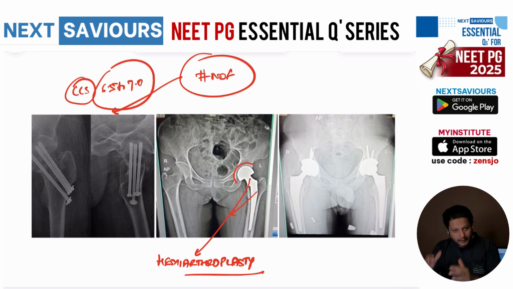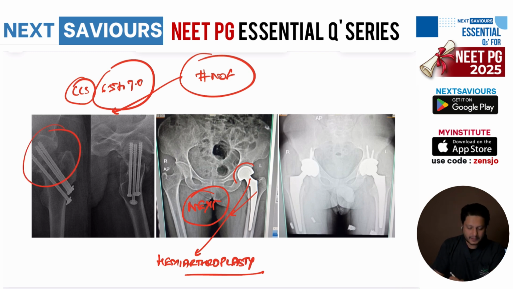So what is the advantage of hemiarthroplasty in this case? The patient is able to bear weight right from the next day after surgery, because you have removed the head, you have placed the artificial head, and now you can ask the patient to walk immediately after surgery, usually the next day. While in case of CCS, obviously, you have to keep the patient bedridden for a certain duration of time, and once you feel that the patient can bear weight, maybe after 1.5 months, maybe after 2 months, maybe after 3 months, then you will ask the patient to bear weight.